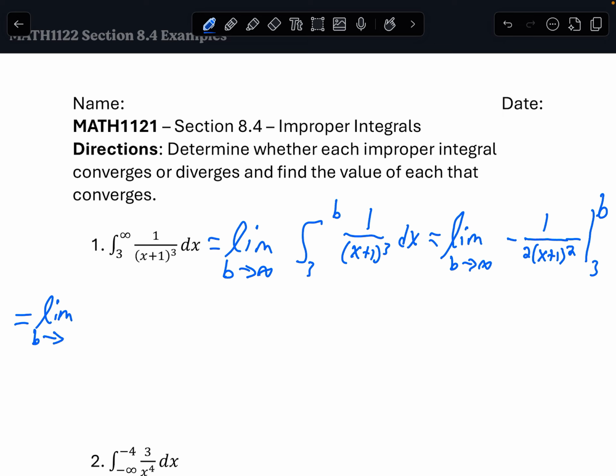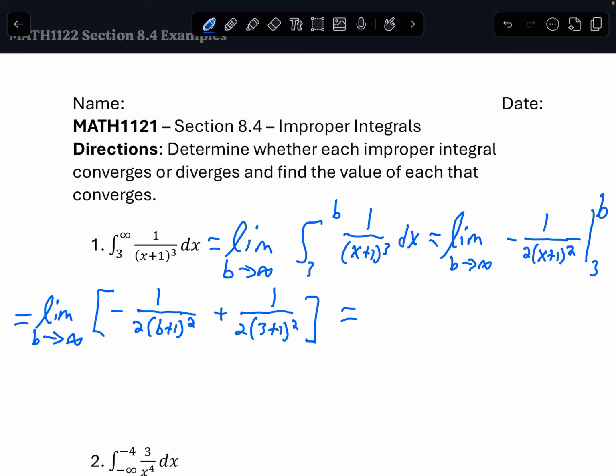as b approaches infinity of, this is negative 1 over 2 times (b plus 1) squared minus negative, so plus, 1 over 2 times (3 plus 1) squared. And we want to apply this limit.